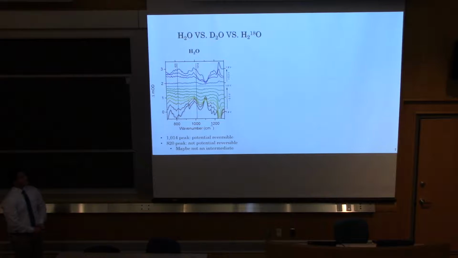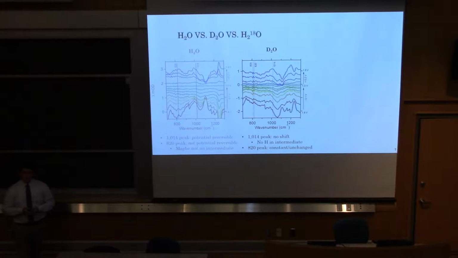so this may just be some kind of noise and possibly not an intermediate. So we then switched to a D2O electrolyte solution to see how our intermediates, and therefore the peaks, would change. We can see this peak at 1014 did not shift, which indicates there's most likely not a proton within our intermediate. And then the peak at around 820, it's kind of hard to tell if it's just background or if there's actually a peak there, so we just chose to ignore it for now.